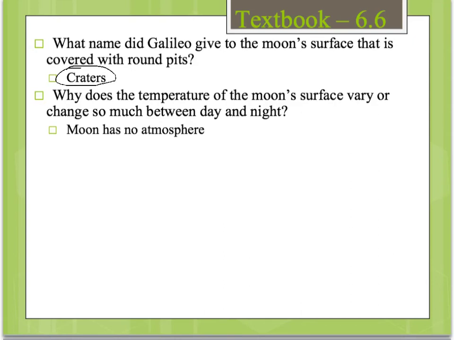Why does the temperature of the moon's surface vary or change so much between day and night? Same reason why it has more craters. As we talked about, the moon has no atmosphere. Therefore, it doesn't have the capability to hold that heat in. So it's going to be warm when it's facing the sun, and it's going to be cold when it's away.